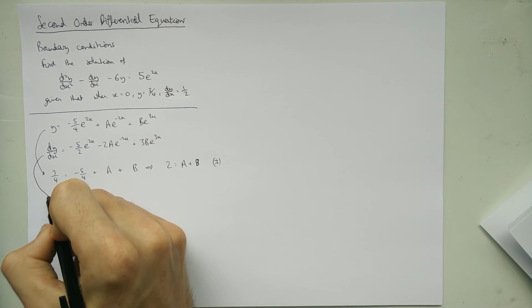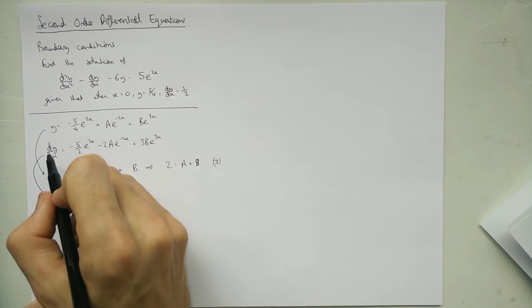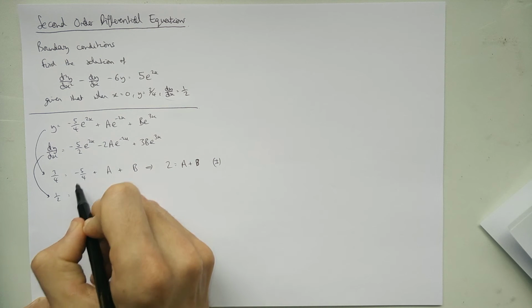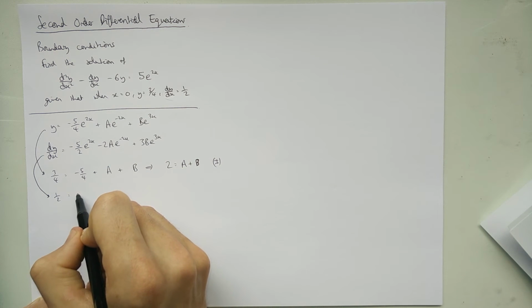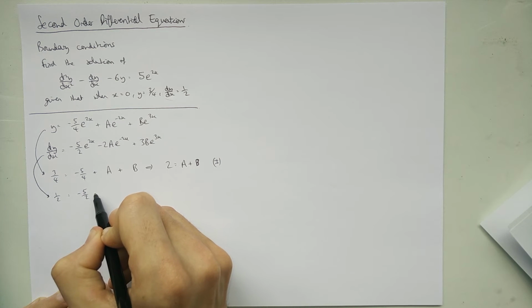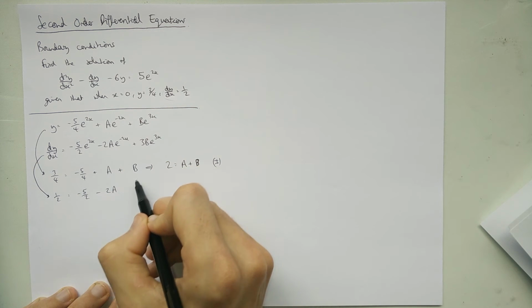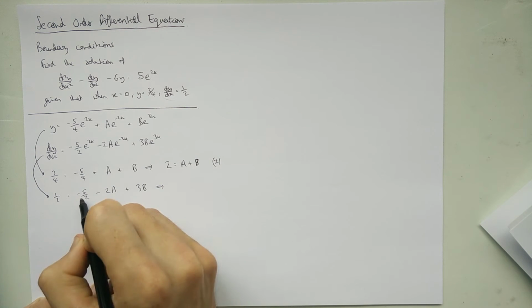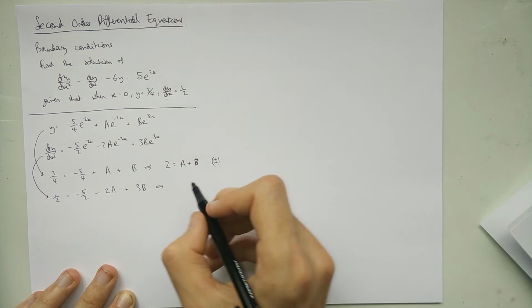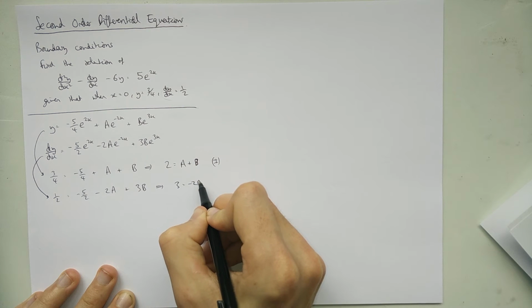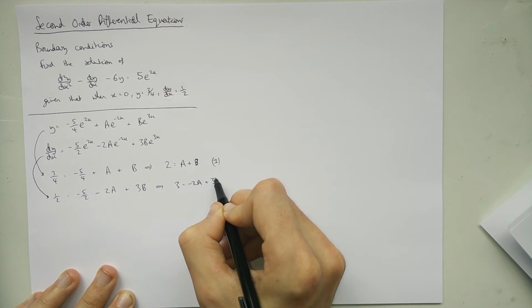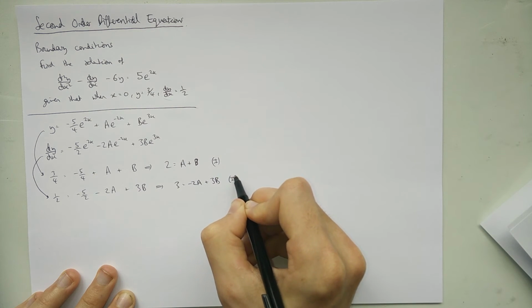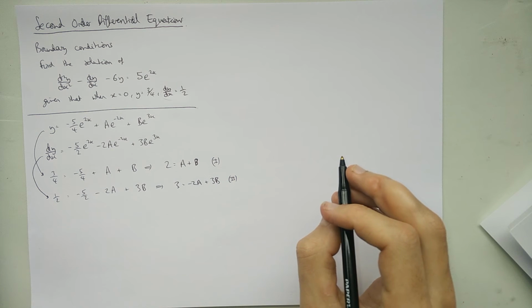Do the same thing for dy dx. So dy dx is a half when x is 0. So we've got again nothing to worry about with the x's, they all just appear as 1s. And if we rearrange that, bring 5 over 2 to the other side, I think we get 3. So 3 is equal to minus 2a plus 3b. That's the second equation. And there's lots of ways of solving this now.